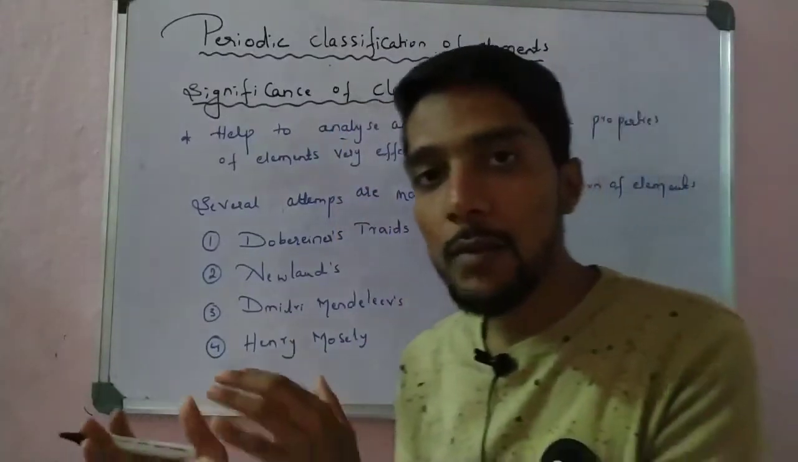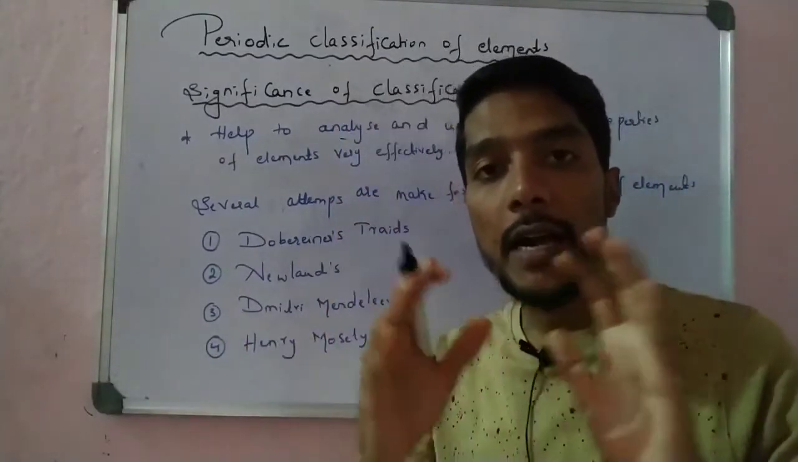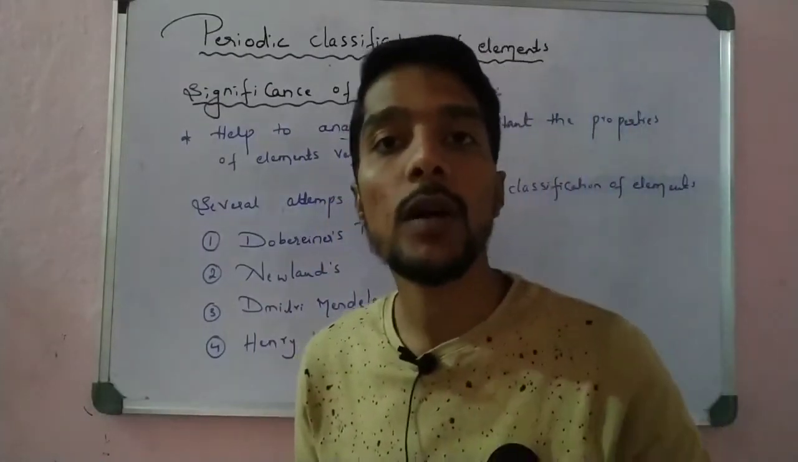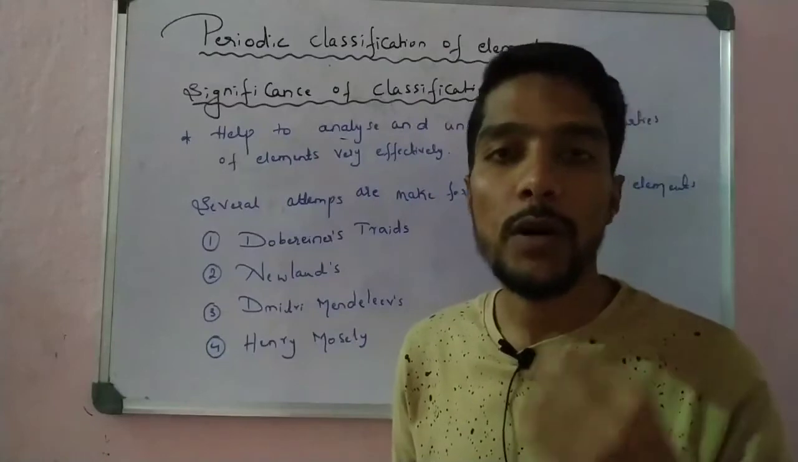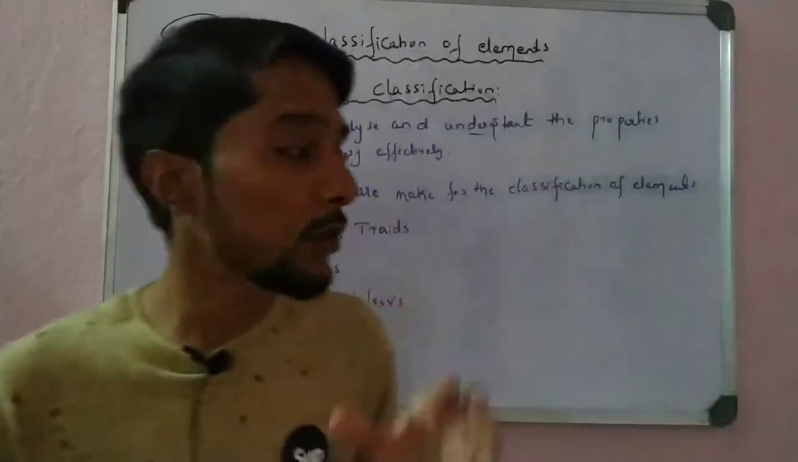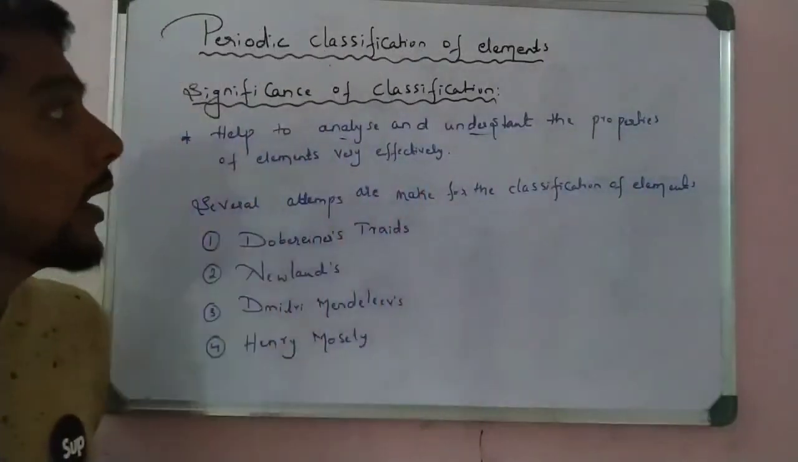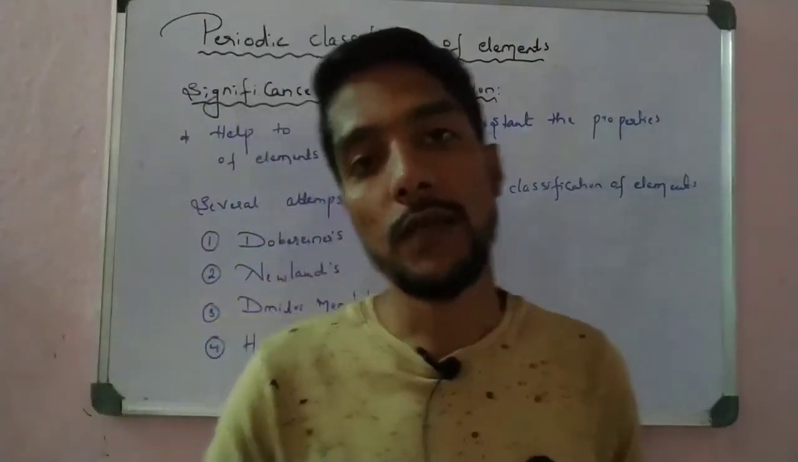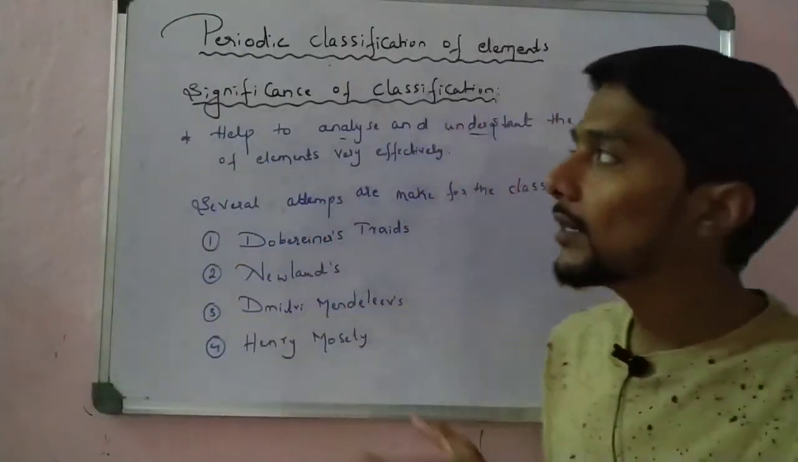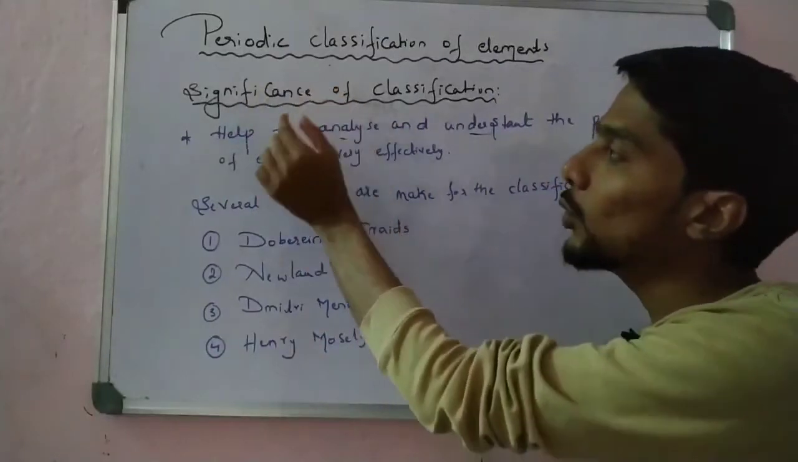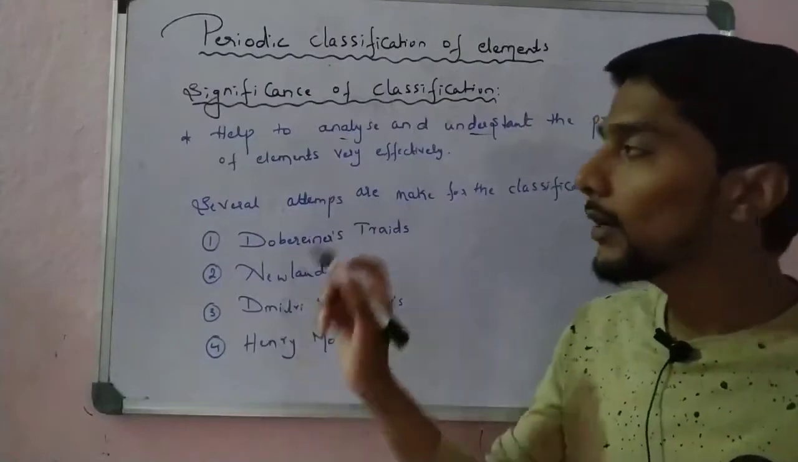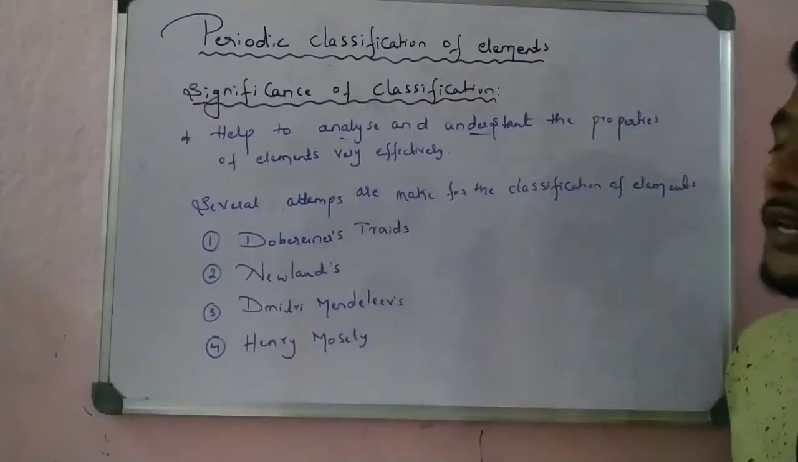If the elements can be arranged orderly and effectively in a table, then we can easily recognize and remember the elements, their properties and their reactivity. So that is the significance of classification. In an examination, a 1 mark question may be: write the importance of classification of elements. The simple answer is that it helps to analyze and understand the properties of the elements very effectively.